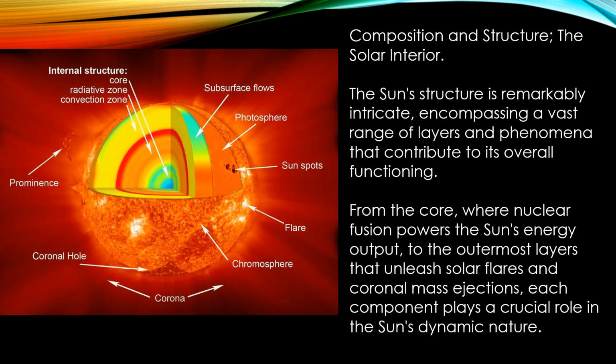Now let's take a look at the composition and structure of the Sun, the solar interior. The Sun's structure is remarkably intricate, encompassing a vast range of layers and phenomena that contribute to its overall functioning. From the core, where nuclear fusion powers the Sun's energy output, to the outermost layers that unleash solar flares and coronal mass ejections, each component plays a crucial role in the Sun's dynamic nature.